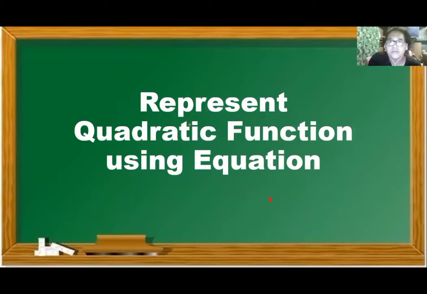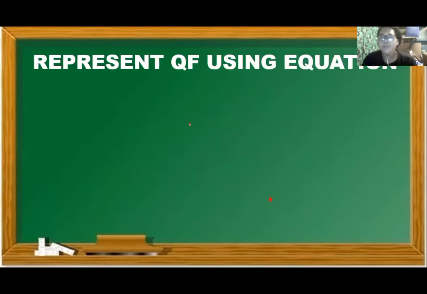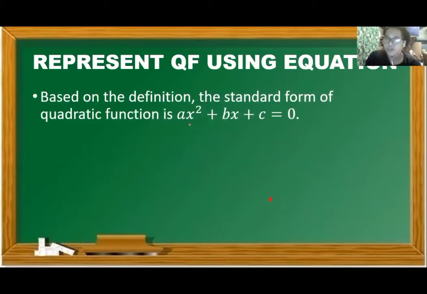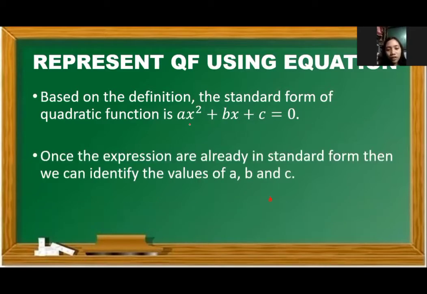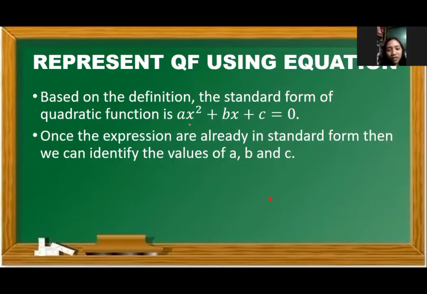So let's now have a representation of quadratic function using equation. To represent quadratic function using equation, as we all know, based on the definition, the standard form of a quadratic function is ax squared plus bx plus c is equal to 0. Once the expression is already in standard form, then we can identify the values of a, b, and c.